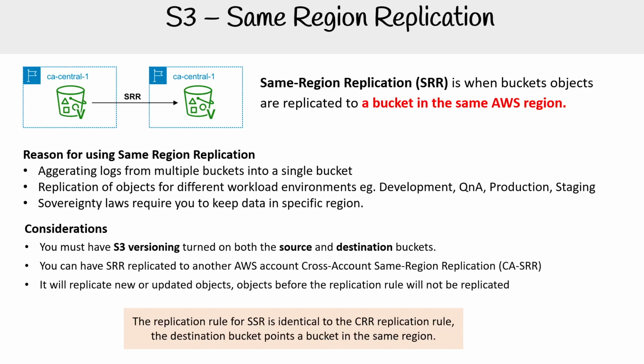To set up the replication rule, it's pretty much identical. It actually is identical to what we saw for the cross-region replication in that JSON file. The only difference is you're just specifying a bucket that is in the same region. So basically identical with the exception that the bucket is somewhere else in another region, okay?